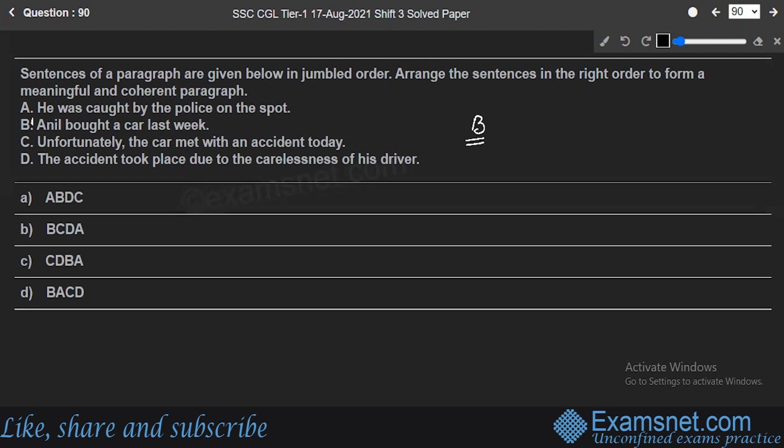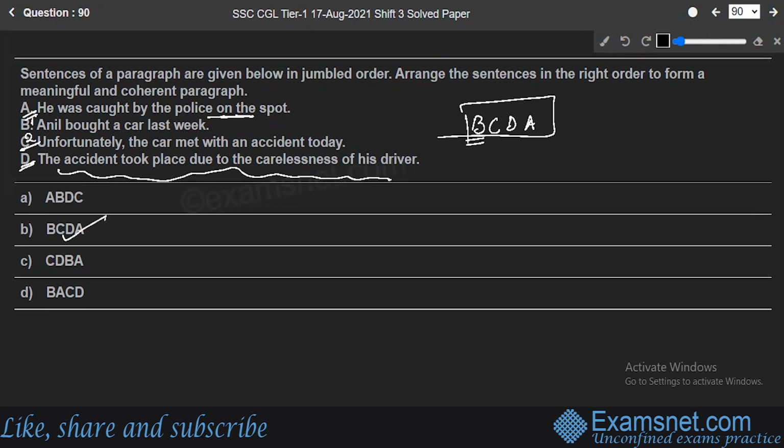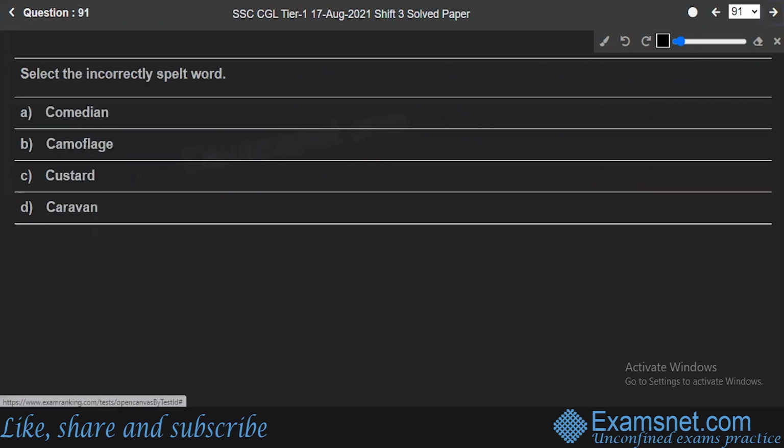Then you will have the C, which will be the second one. Why? Because it explains what happened to the car after Anil bought it. Unfortunately, the car met with an accident today. So it is C. Then will be D part. This will be the third part because it explains the reason for the accident. The accident took place due to the carelessness of the driver. So D is the next part. Then of course you're left with A. He was caught by the police on the spot. The driver was caught on the spot by the police because it further explains what happened to the driver after the accident. So the correct sequence is B, C, D, A. Hope you're clear with this. Let's see. B, C, D, A is the correct answer to our question. Option B, right?